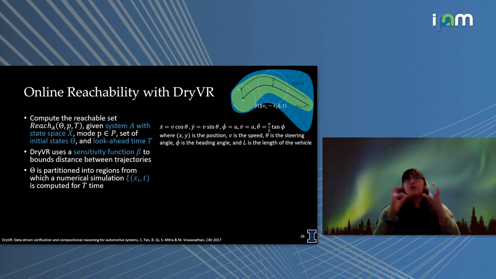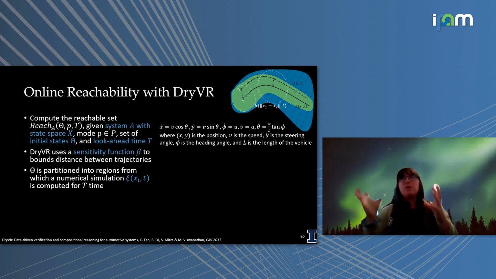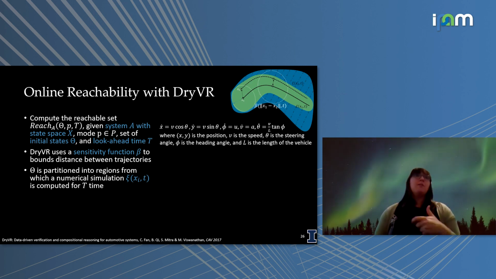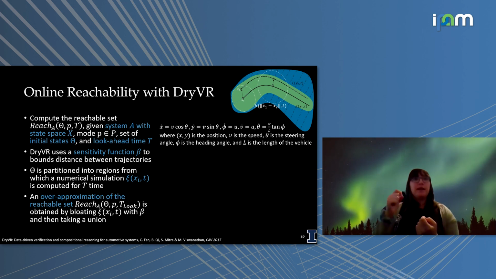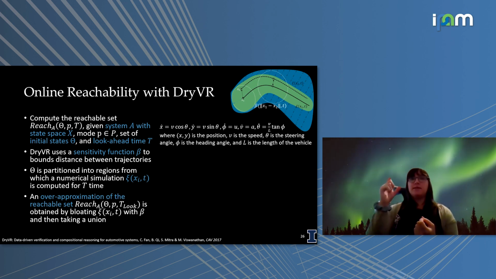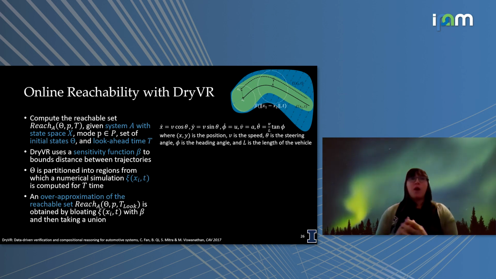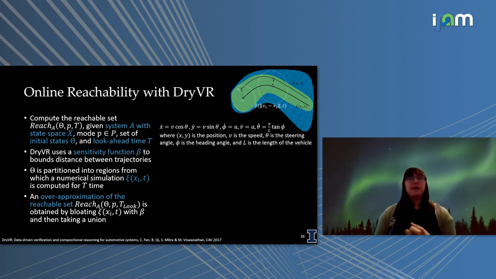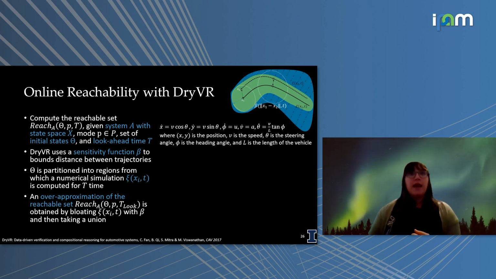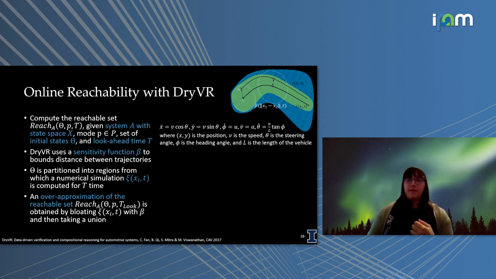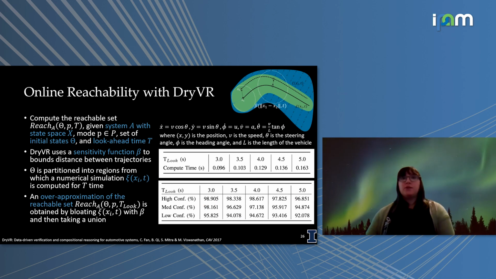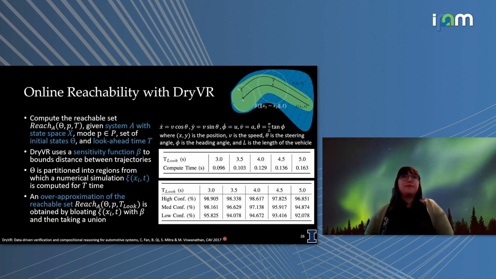And this will give us our sample-based reachable set over some time horizon. But using this sensitivity function, we can bloat these sampled trajectories out so we can get an over-approximation of the reachable set by looking at the union of this. And even though we're looking at a simplified model of the vehicle here, what we find is we still get pretty high accuracy in terms of capturing the vehicle's performance.